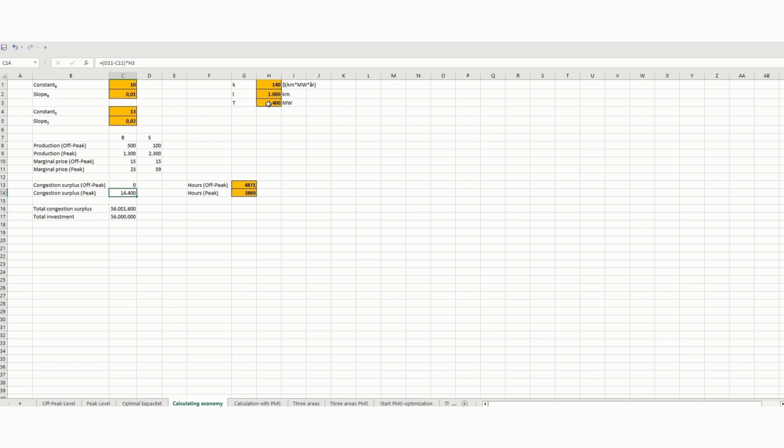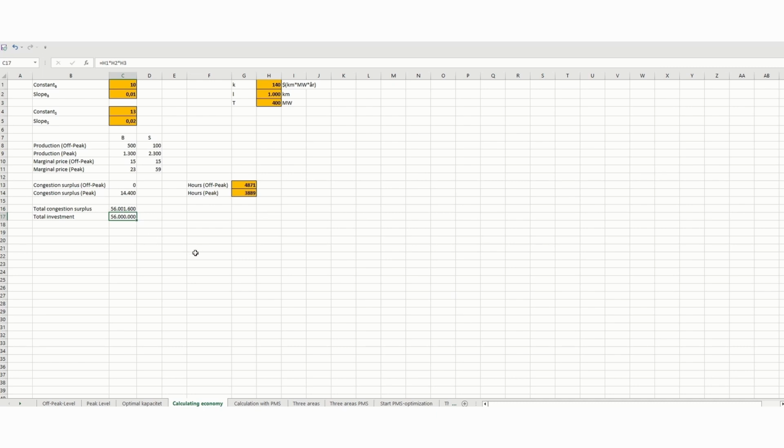And the 400, and then we get the bottleneck income or congestion surplus here. And when we multiply this congestion surplus with the number of hours in peak loads here, we get the $56 million per year. And this here is the cost of having this capacity, 400 capacity line between the two areas, and they are nearly the same.